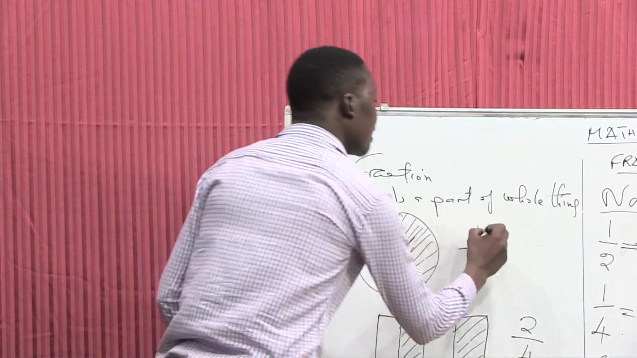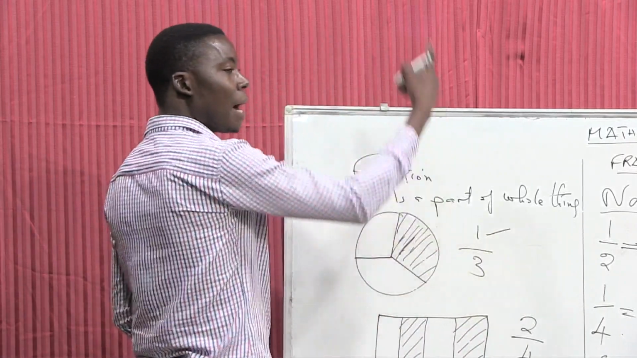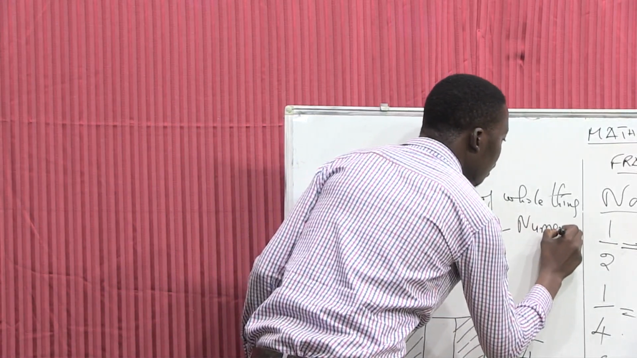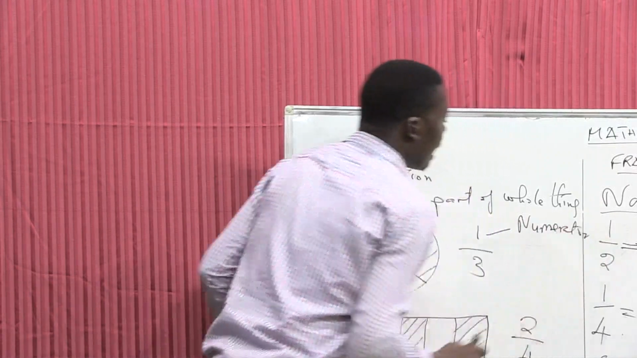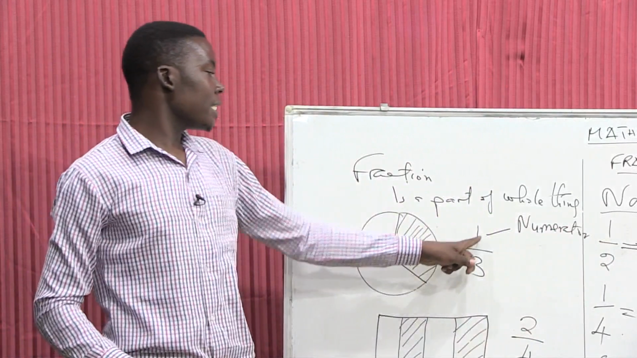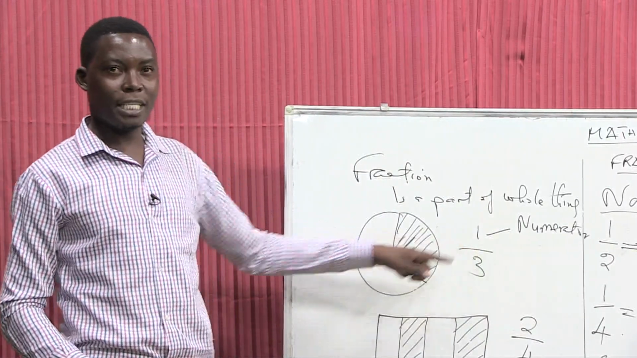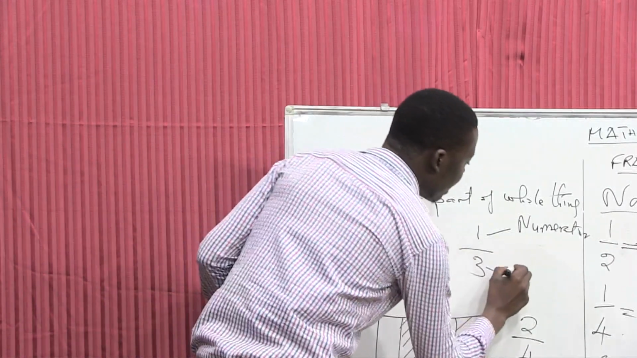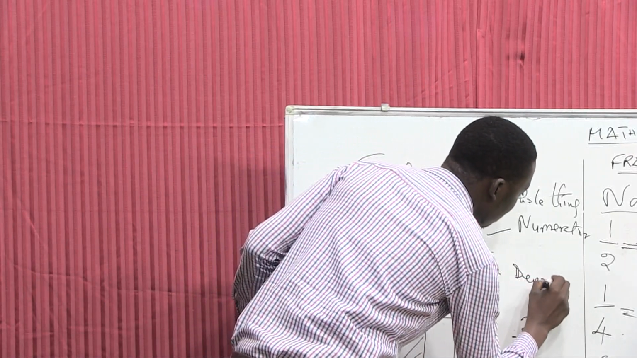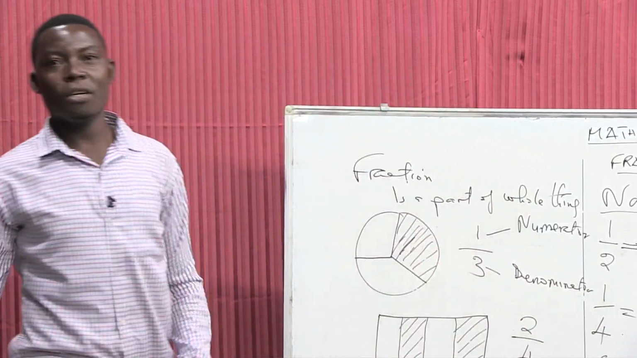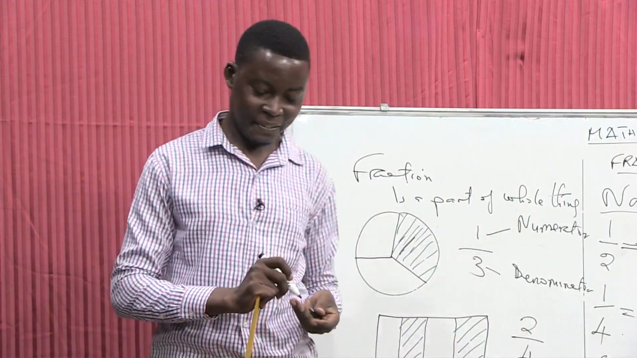The upper number is called a numerator. And the lower number, I mean the number below the segment, is called the denominator. Are we together?